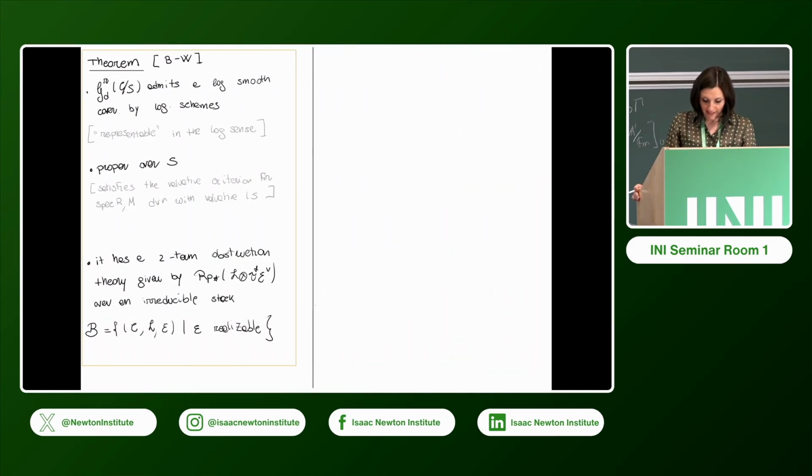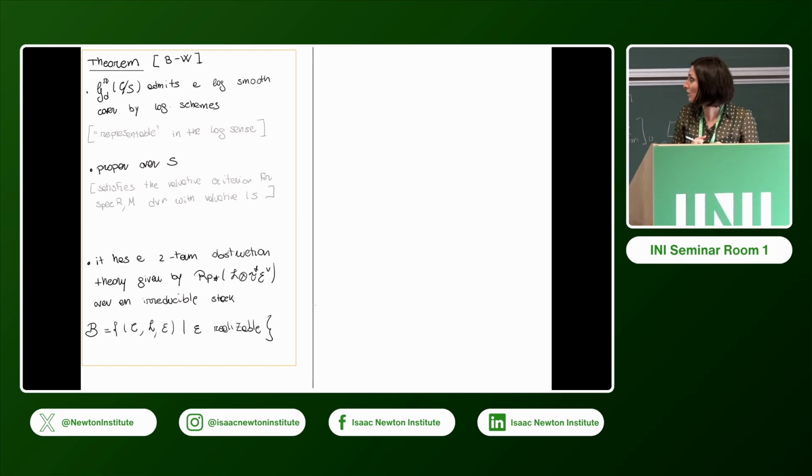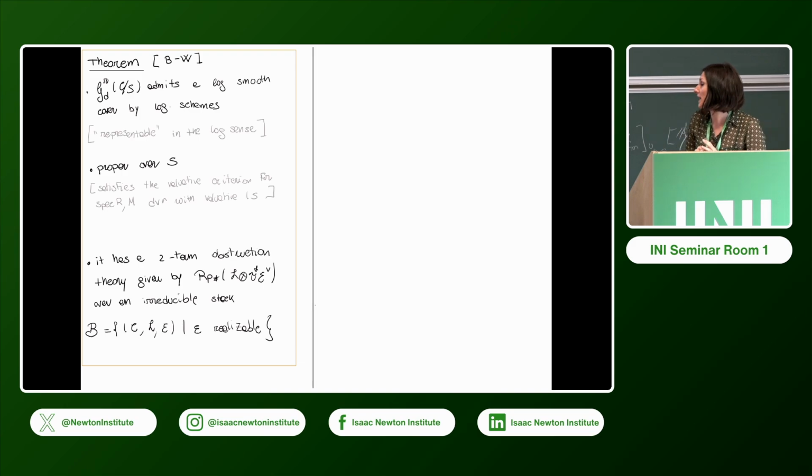So what we can prove is that this moduli space admits a log smooth cover by logarithmic schemes. So it's not really representable in the sense of algebraic stacks, because an algebraic stack would have to have a smooth cover, and instead this log smooth cover means that I am allowed to take subdivisions. But don't worry too much about that. You can ask me later if you're interested in what it means.